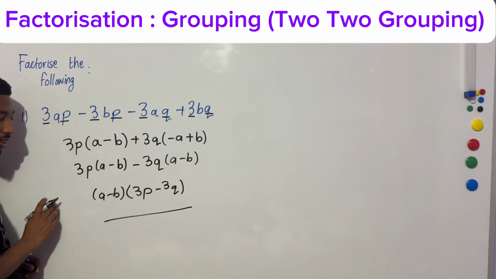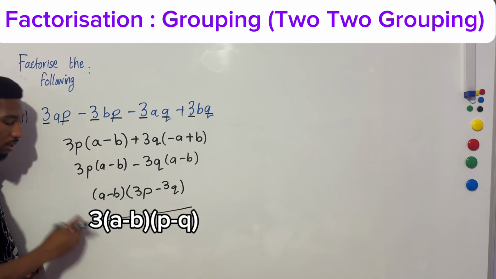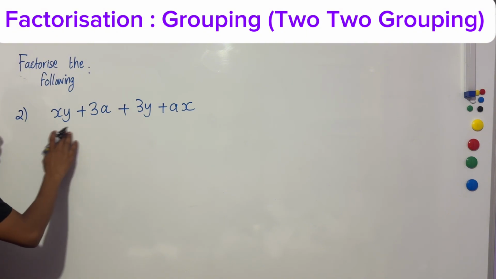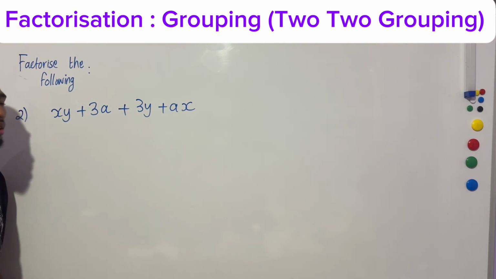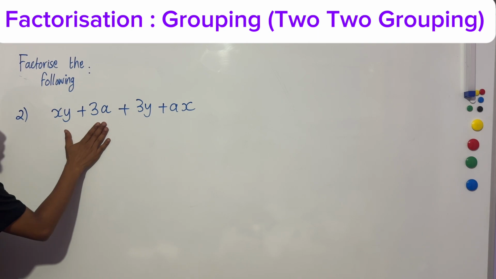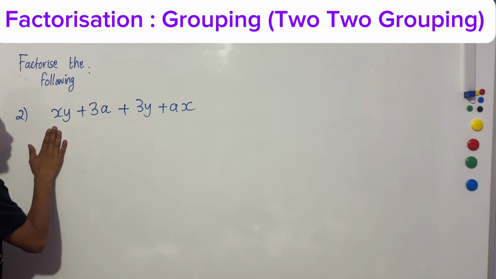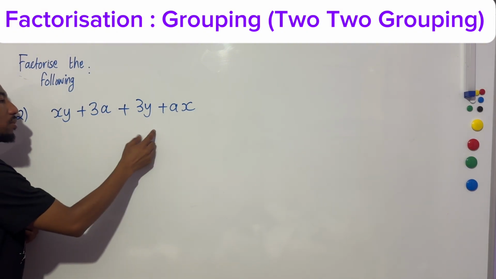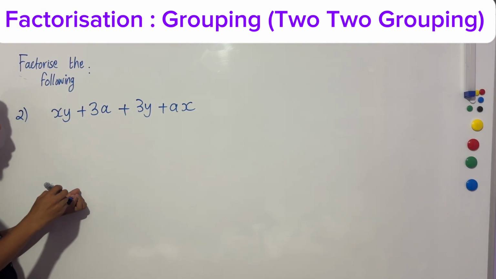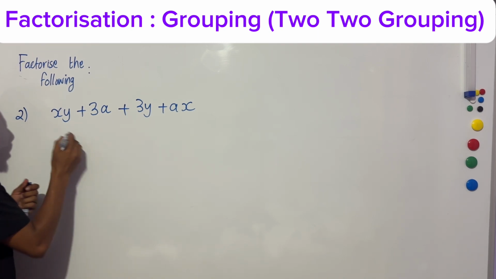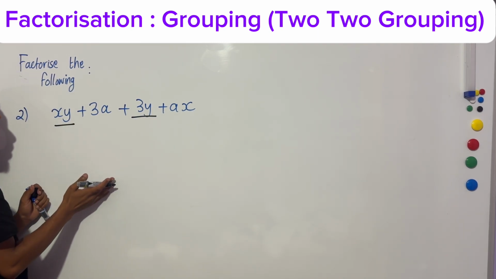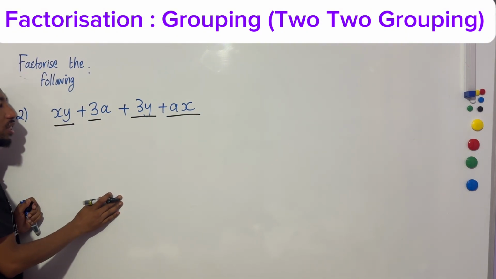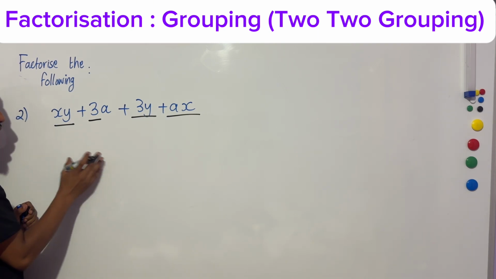You could actually also take out the 3 in the second bracket there as a common factor. Let's have a look at another example. We have xy plus 3a plus 3y plus ax. When you look at the first two terms, you can see that there are no common factors. So what we're going to do is group the terms that have common factors. I can see that this term and that term have a common factor, and this term and that term have a common factor as well. So each group has a common factor.